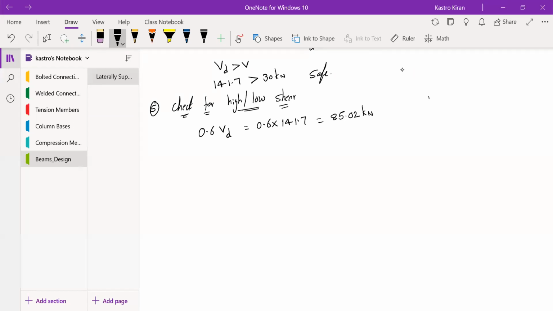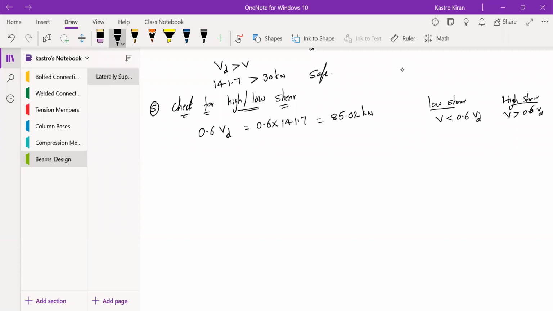Now, how will you identify whether a section is high shear case or a low shear case? You need to refer to the previous pages which we have discussed. For low shear case, V value is less than 0.6 VD, and for high shear case, the condition is V is greater than 0.6 VD. Now let's look at whether V is less than 0.6 VD or greater than 0.6 VD.